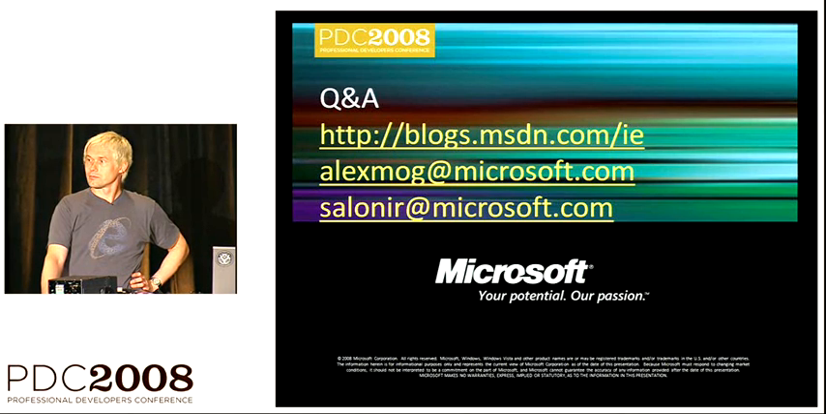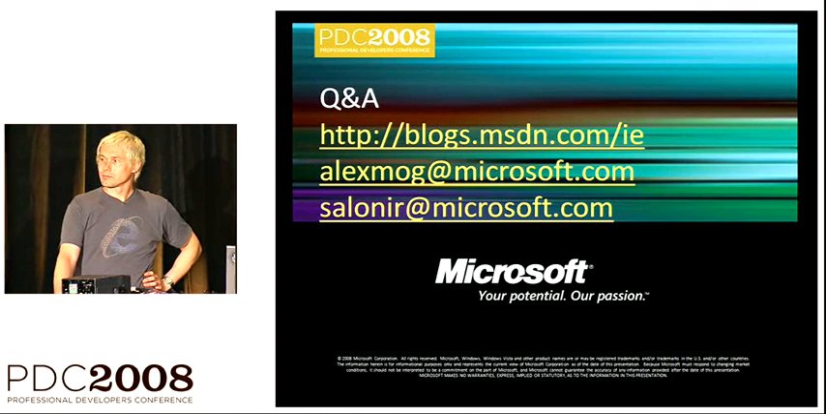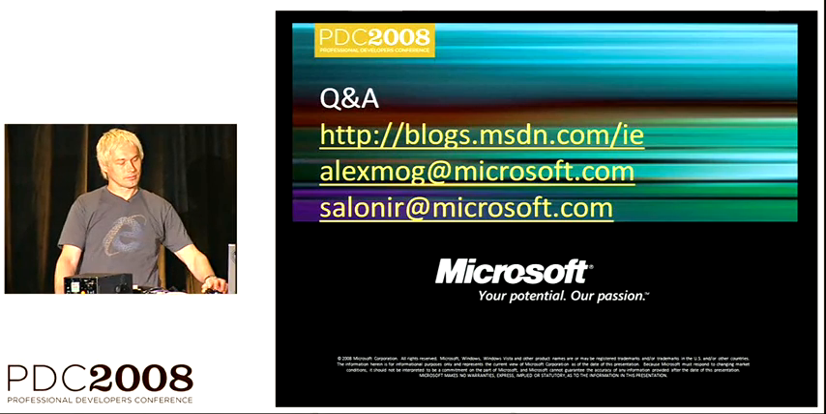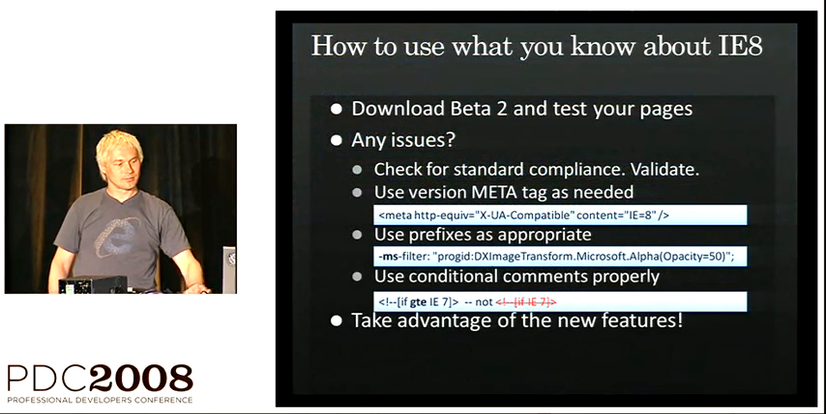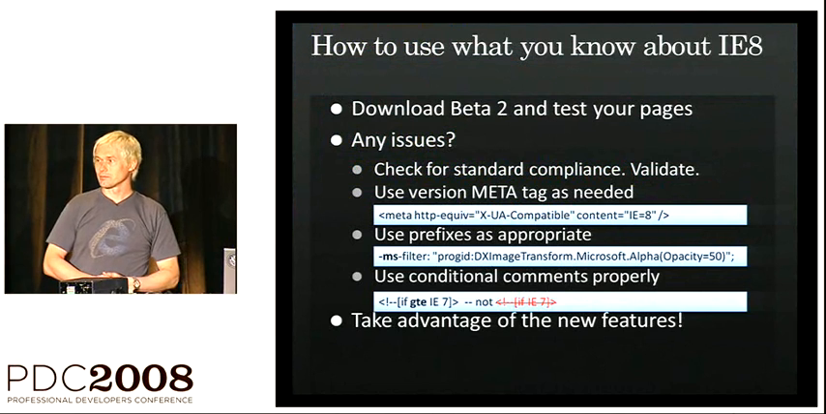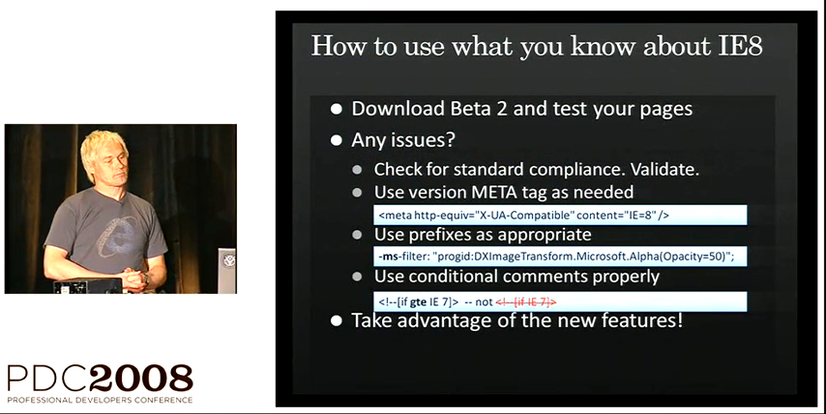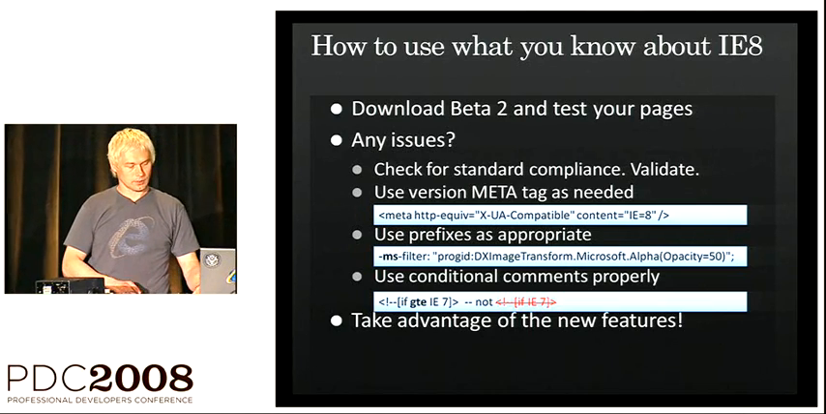So basically, I have to change all my existing content to add that tag. There are two ways you can do it. You can either add it as a meta tag at the top of each page, which is what Alex showed up on the slide. You can also add it as an HTTP header. So you can put it at the server level, and then all pages that are sent down from that server will use the IE7 rendering engine.